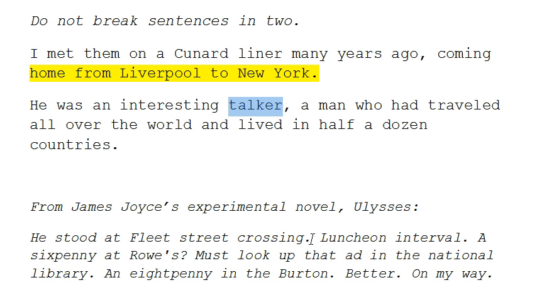So here he will begin a paragraph. He stood at Flea Crossing. This is an independent clause because there is a verb and there is a subject. However, he follows up the complete thought with a thought fragment. Luncheon interval. A question. A sixpenny at Rose. Must look up that ad in the National Library. This is often how we might talk to ourselves.